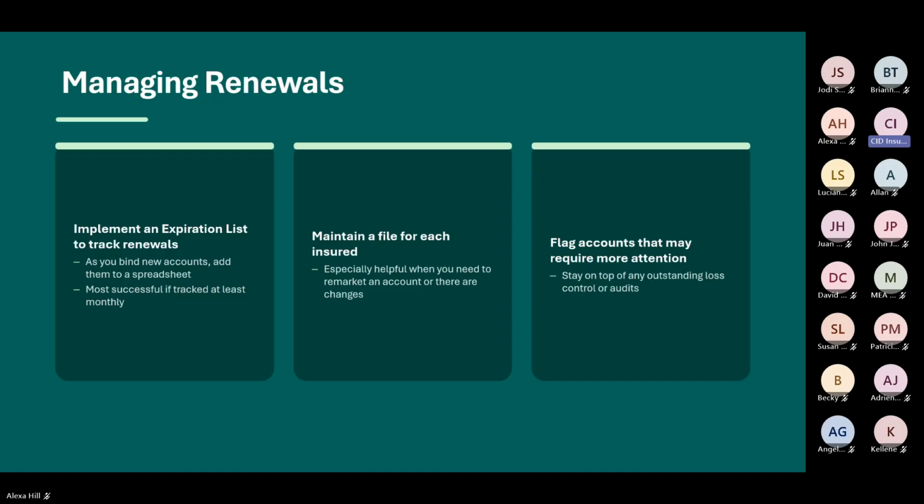Being able to manage your renewal book also includes staying on top of accounts that could be a problem or require more legwork at renewal. This could be due to outstanding loss control, a potential audit, or claims that could impact the ability for a carrier to offer renewal terms.